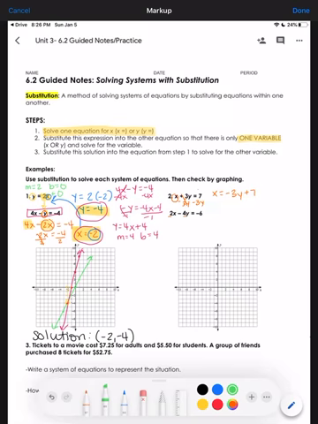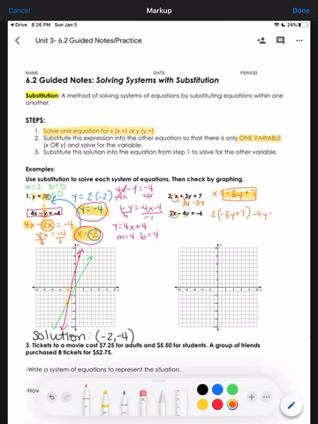Now I'm going to take this expression, -3y plus 7, and I'm going to substitute it into this second equation here. Anytime I see x, I'm going to plug in -3y plus 7. So here we go. I have 2 times, instead of writing x, I'm plugging in -3y plus 7. And then I continue with everything else.